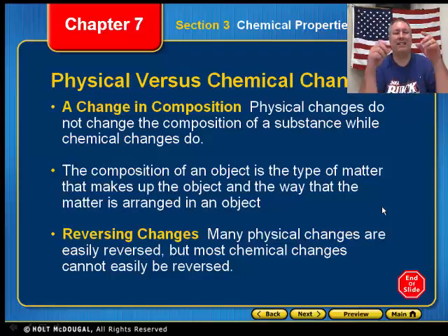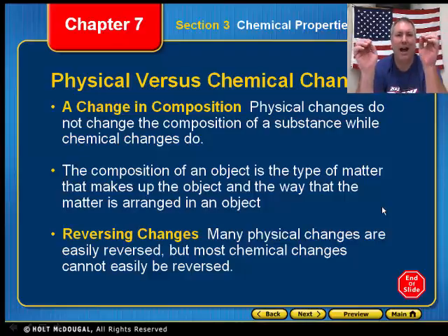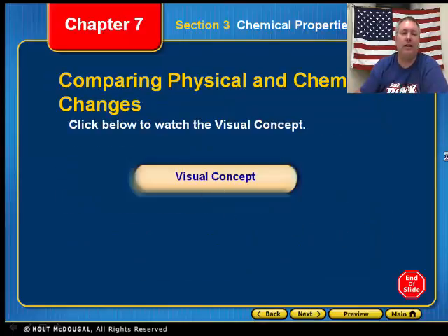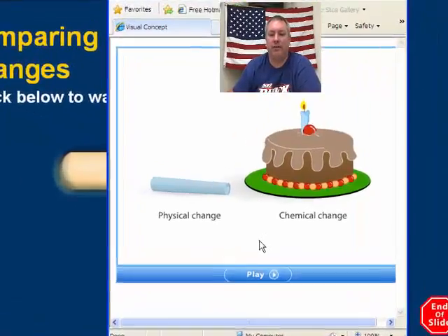But I can't take those two atoms of hydrogen and one atom of oxygen and just easily separate them. I have to go through a process of electrolysis in order to separate those atoms. So I have to go through another chemical means in order to change those substances, to reverse those substances. Here is another example, another video for you to watch.